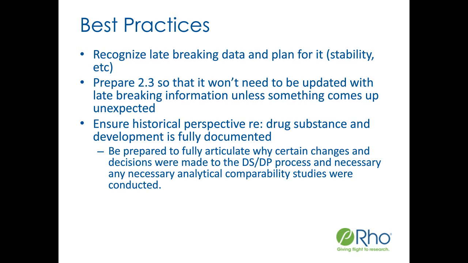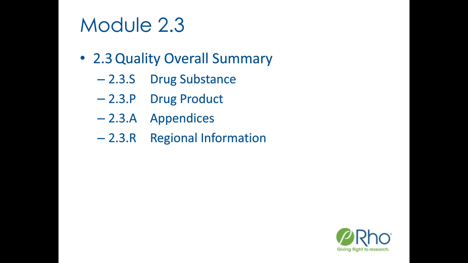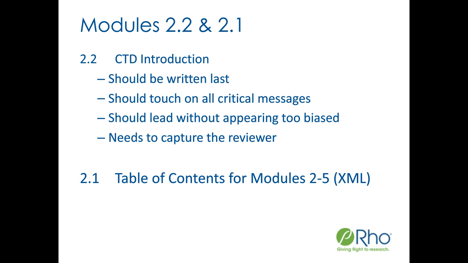This is the organization of Module 2.3, the overall summary. Again, just breaking down those complex tables of contents that I showed you earlier into a brief narrative. Again, Module 2.2 and 2.1. 2.1 is simply the table of contents, and the CTD introduction is an abstract for the entire NDA. The Module 2.5.6 is an abstract of the benefit risk.